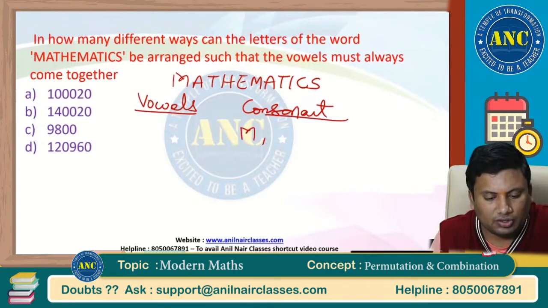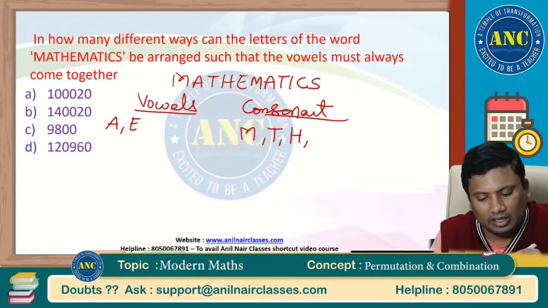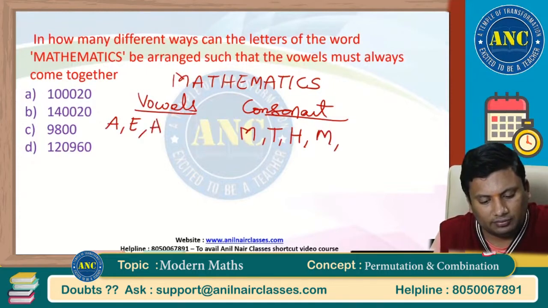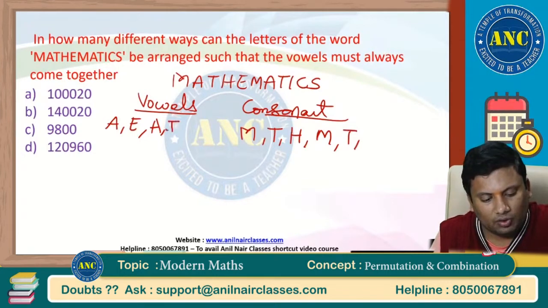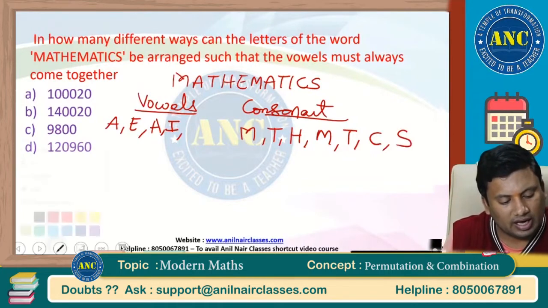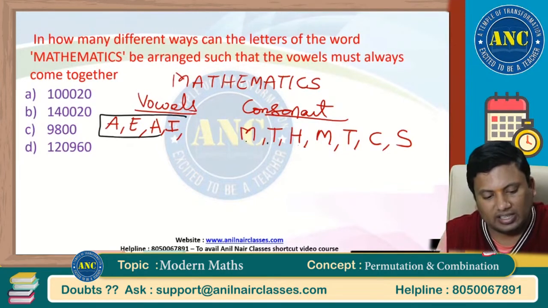M is a consonant, A is a vowel, T is a consonant, H is a consonant, E is a vowel, M is a consonant, A is a vowel, T is a consonant, I is a vowel. Next one, C is a consonant, S is a consonant. So this answer will be 1, 2, 3. All put it in a bag. 1, 2, 3, 4, 5, 6, 7.